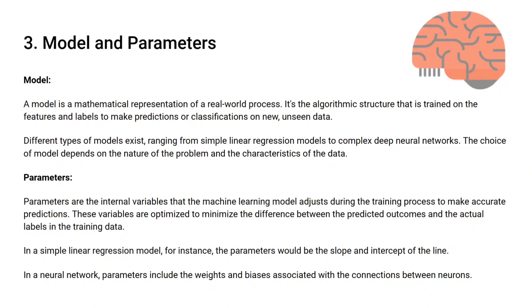In a simple linear regression model, for instance, the parameters would be the slope and the intercept of the line. In a neural network, the parameters include the weights and biases associated with the connections between neurons. If you don't understand what these terms are, like simple linear regression or neural network, keep it aside. We'll explain them in future videos.